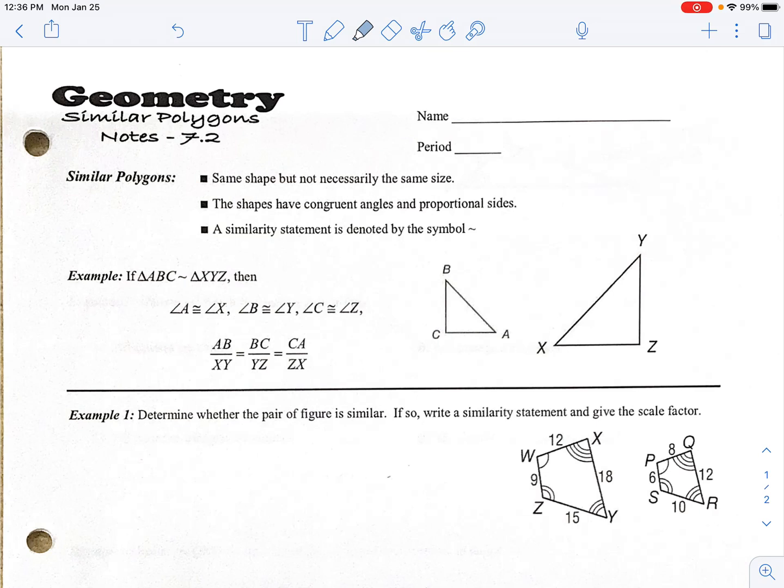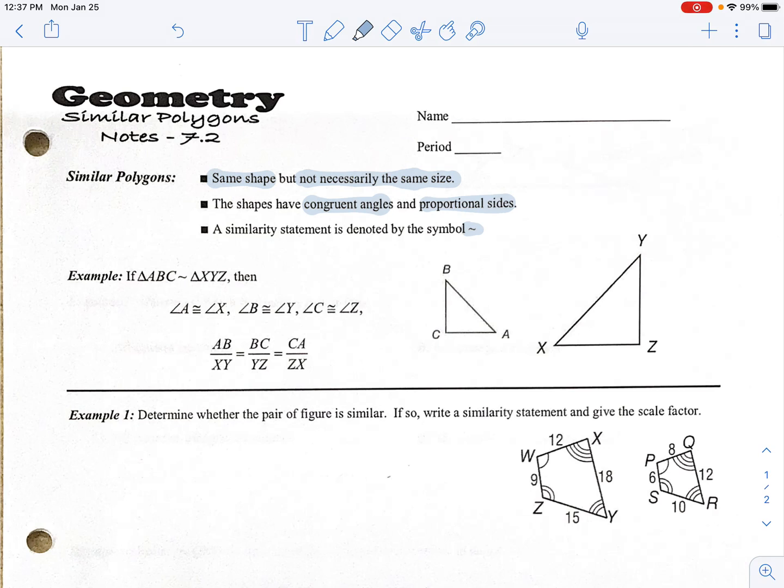All right, today we're going to be talking about similar polygons, which are just similar shapes. We're going to slowly transition this into similar triangles eventually. So similar polygons have the same shape, but not necessarily the same size. You could have two triangles that are not the exact same size. They have congruent angles, which means the angle measurements should match up, but they have proportional sides.